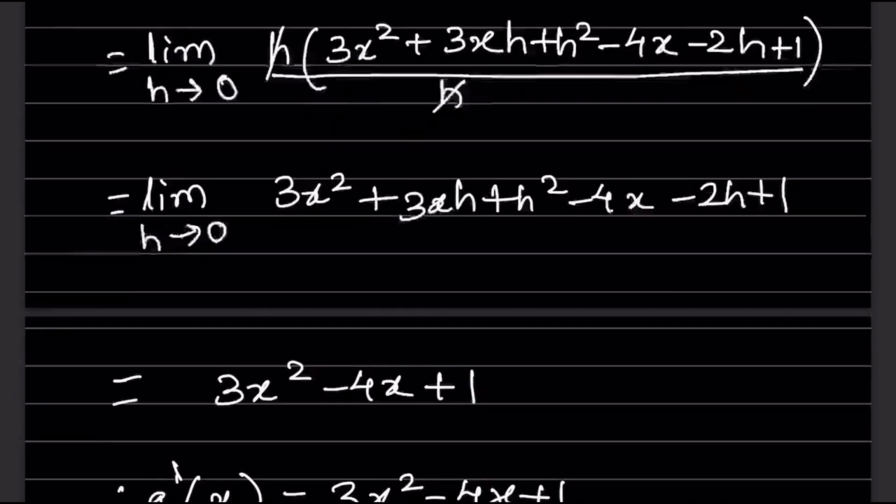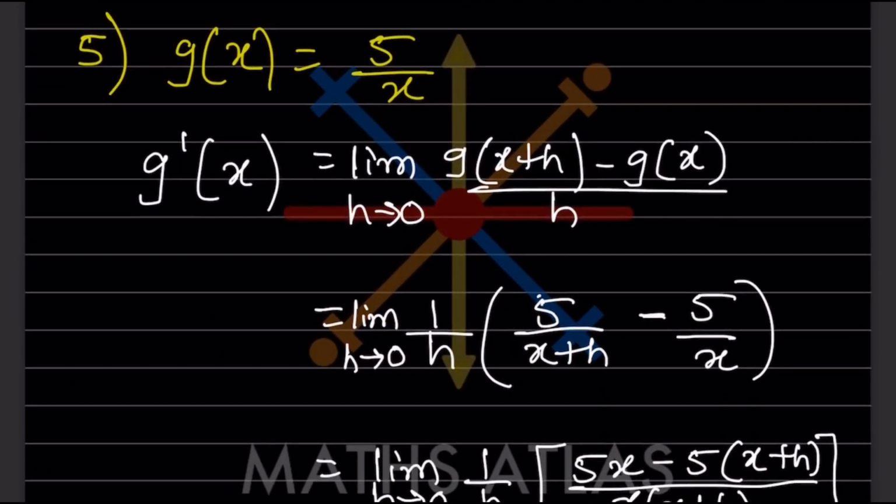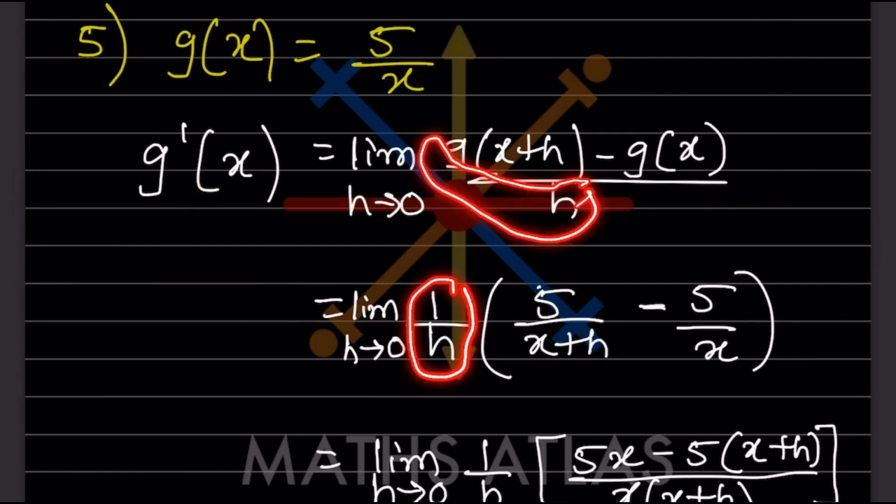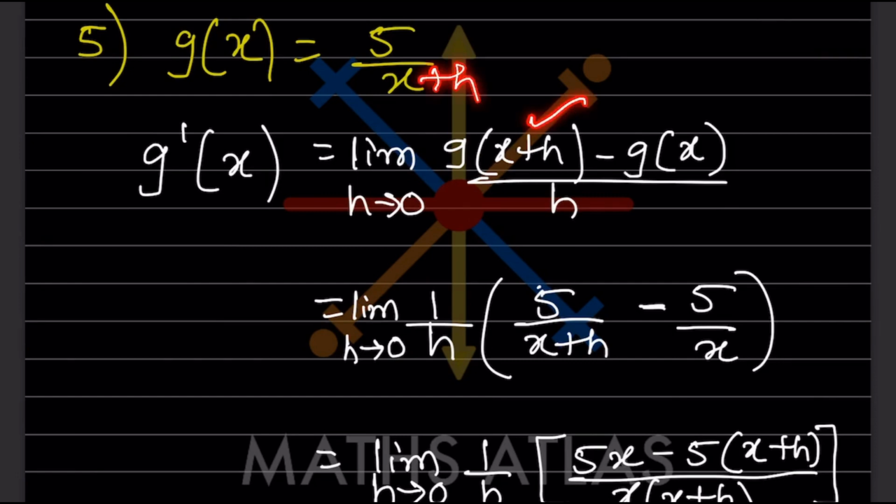What is written over here? Now let us see, this is g of x is 5 by x. So now what will you do? g dash x, this is the formula you are going to write here. Now for 5 by x, this 1 by h, let us take it outside the bracket. This will be as it is. So wherever you see x, you are going to put x plus h. So 5 will be alone, and in place of this x, you are going to put x plus h. Now for this one, minus g of x. Minus g of x means this is 5 by x.